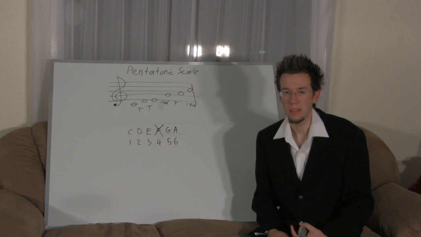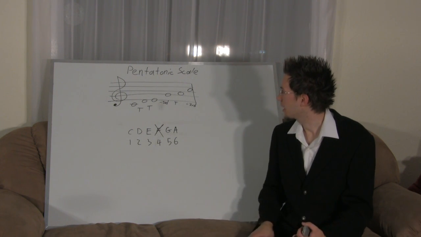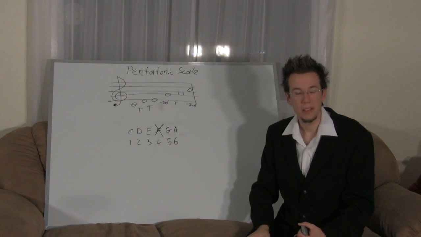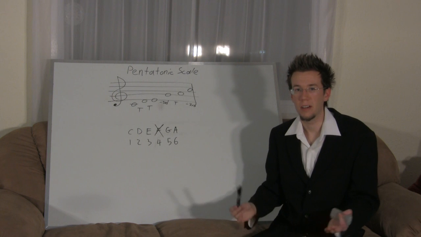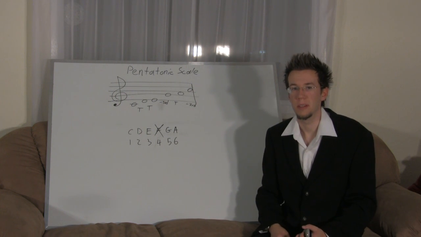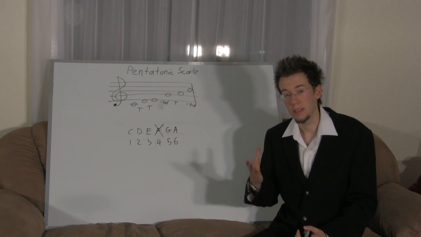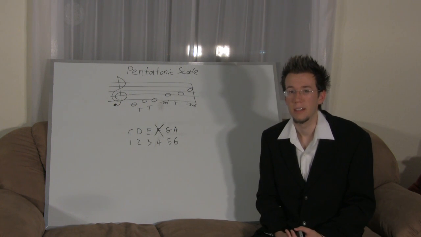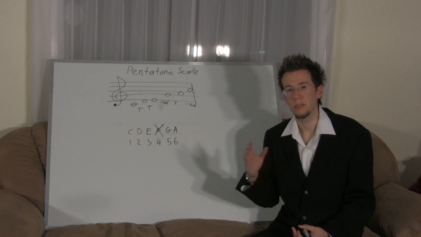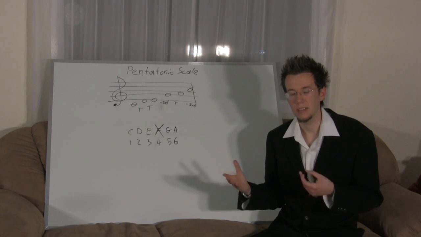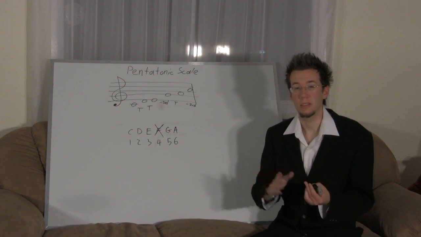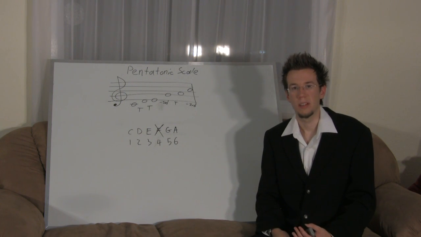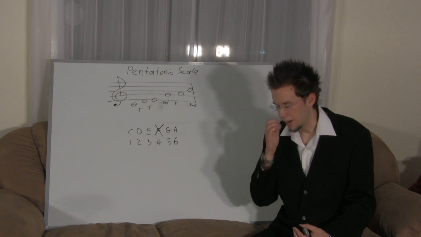Now, the pentatonic scale. I'll just break down the word first. Pentatonic. Penta means 5. Tonic is a musical term, as we know. So in a pentatonic scale, any note in the scale can act as the tonic. It's one of those scales where every single note sounds good in it, and you can play around with it and you're going to sound quite nice.